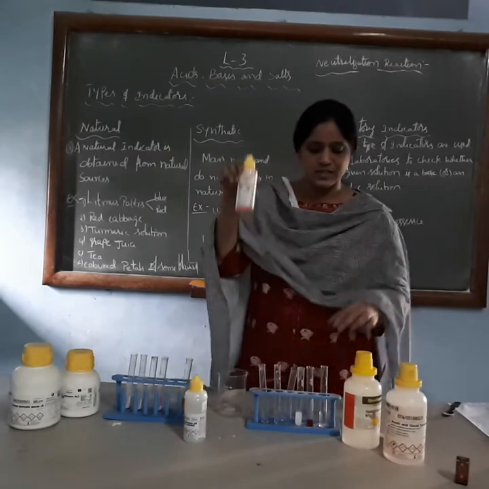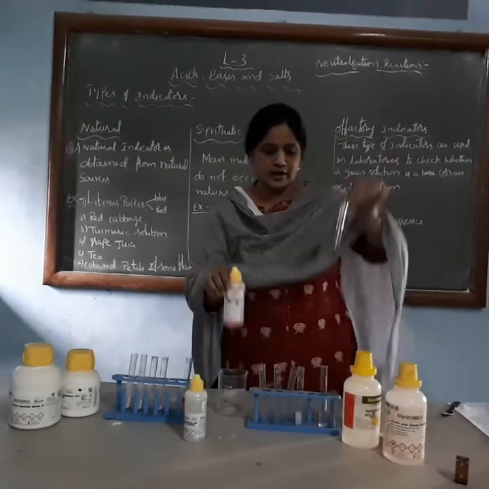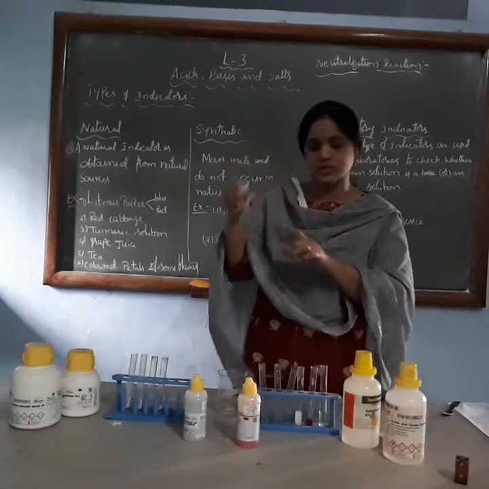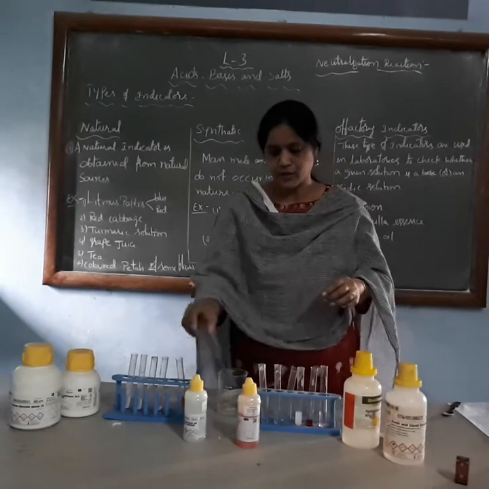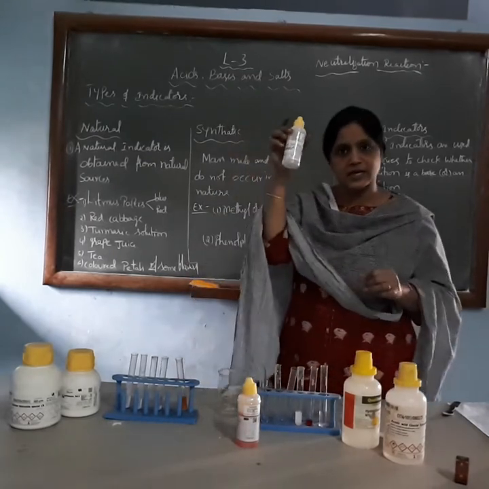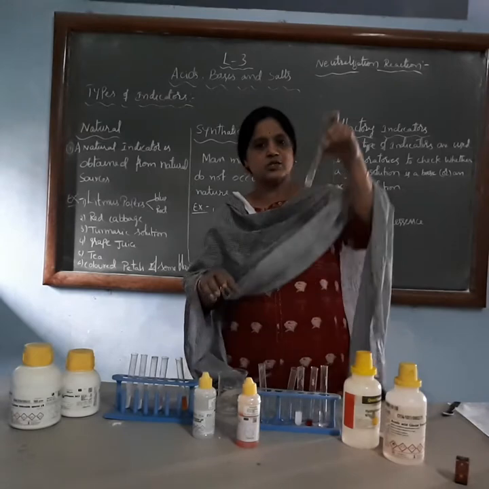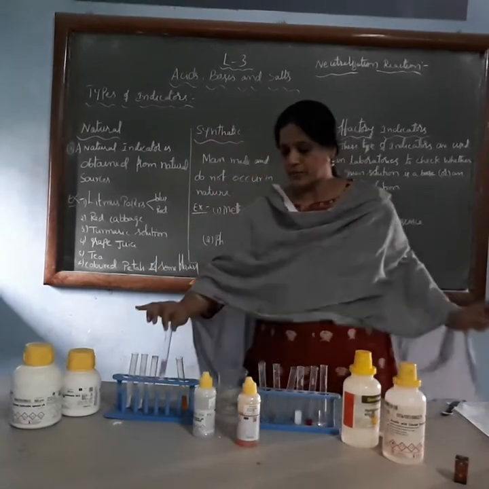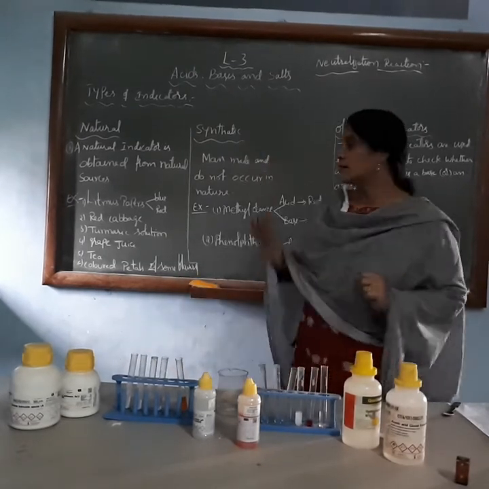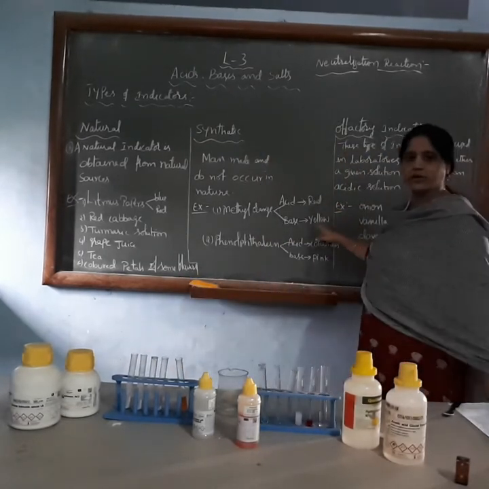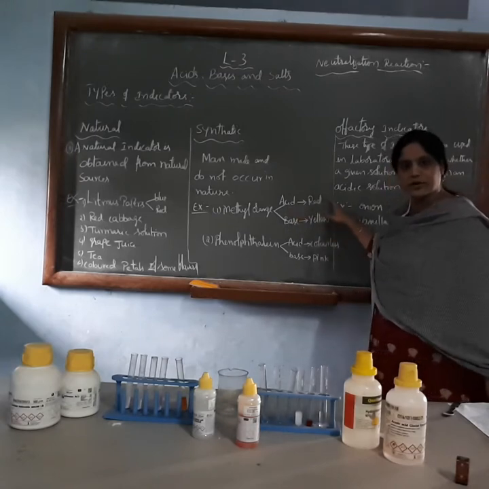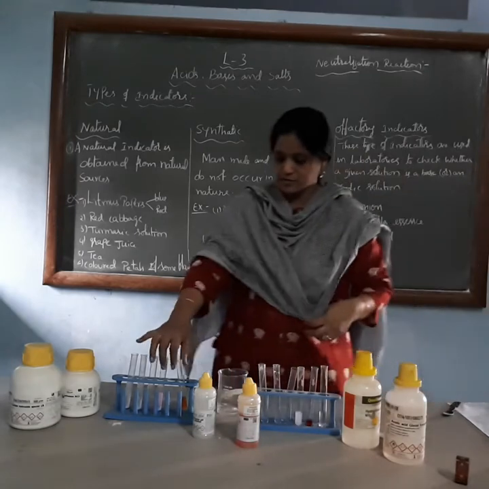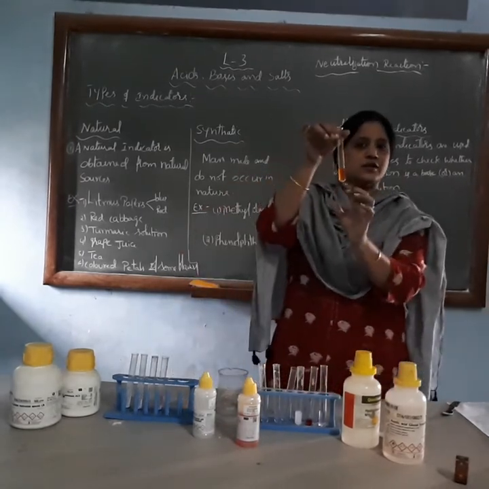This methyl orange in acidic medium changes into red, and in basic medium it changes into orange, yellow color. Next, the phenolphthalein indicator in acids changes into a colorless solution, and in the basic medium it changes into the pink color. Now, are you clear? Once again I wrote here, once you check, in acidic medium it changes into the red color, basic medium it changes into the yellow.